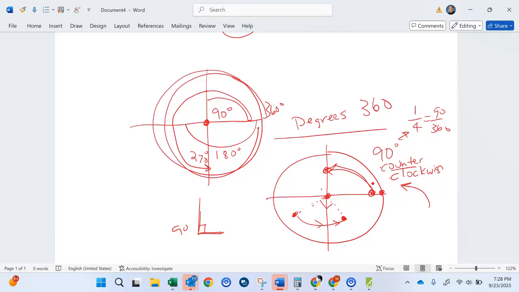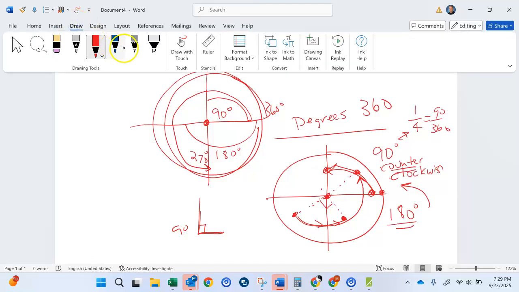If I went 180 degrees counterclockwise, I'd go half of a circle, which is a straight line. So it'd be like this all the way around. Same distance from here to here would be over there, okay? So it would go all the way like that if it was 180 degrees counterclockwise.